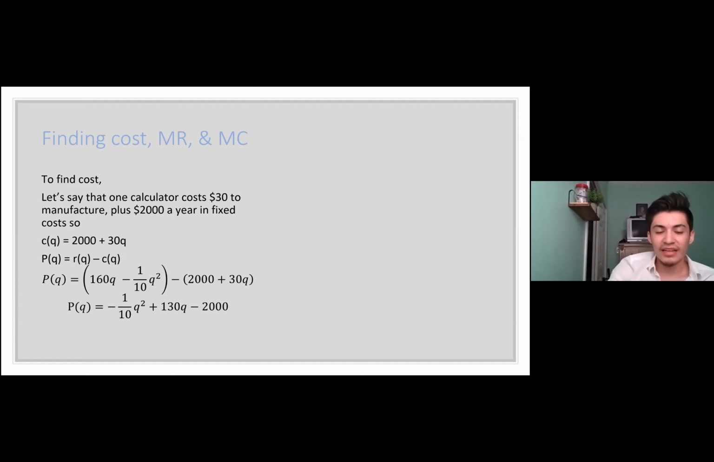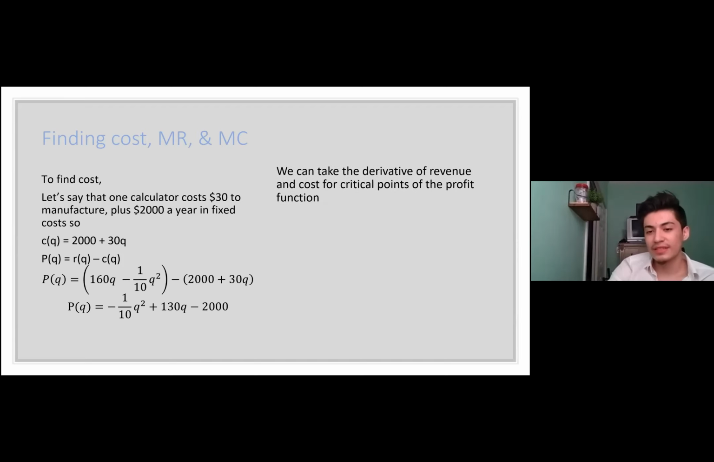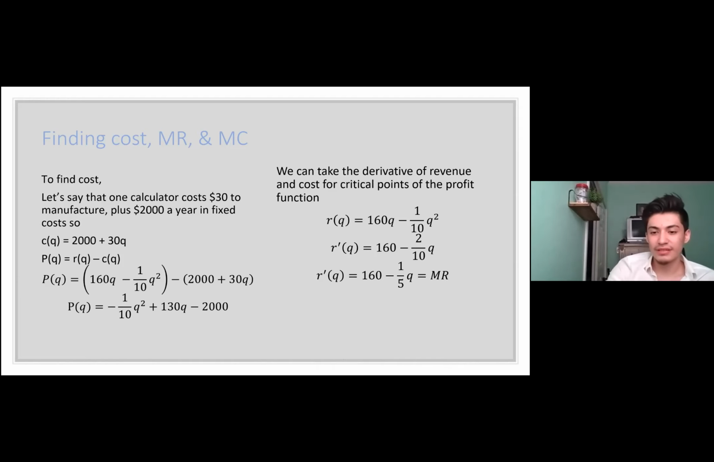Now that we have our revenue and cost, we can plug them into our profit function. So we get 160q minus 1/10 q squared minus (2,000 plus 30q). If you were to actually subtract that, you'd get the profit function equals negative 1/10 q squared plus 130q minus 2,000. Now all we have to do is find the derivative of our revenue and of our cost. The derivative of 160q is just 160, and the negative 1/10 q squared becomes negative 2/10 q. That simplifies to 160 minus 1/5 q, which is our marginal revenue. Marginal cost is easy to find. The derivative of that is just 30.